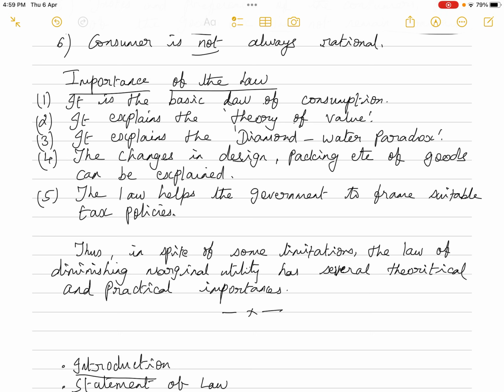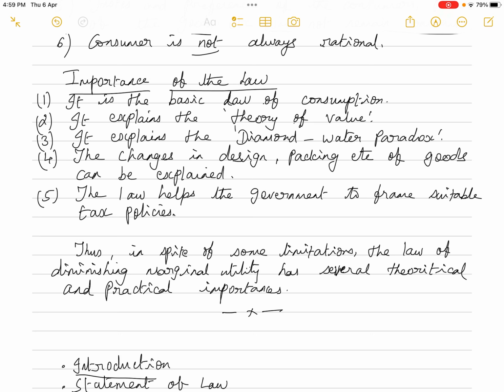Normally, diamond is not useful to us in ordinary day-to-day living, but still we are prepared to pay a very high price for diamond. But water is very essential for our day-to-day survival, and still we are not willing to pay any price for water. So that is a paradox, something unexplainable.